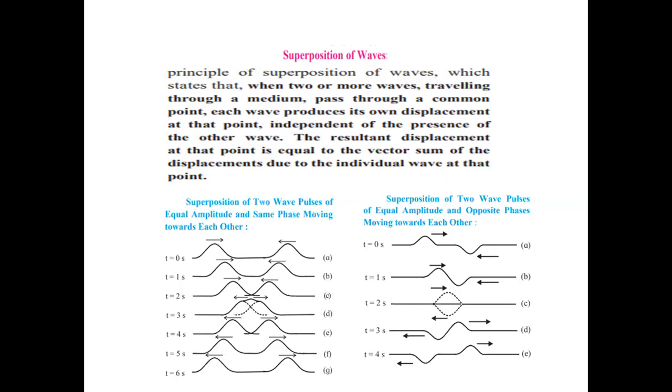Displacement due to one wave pulse is cancelled by the displacement due to the other wave pulse when they are crossing each other. After crossing each other, both the wave pulses continue to maintain their individual shapes.